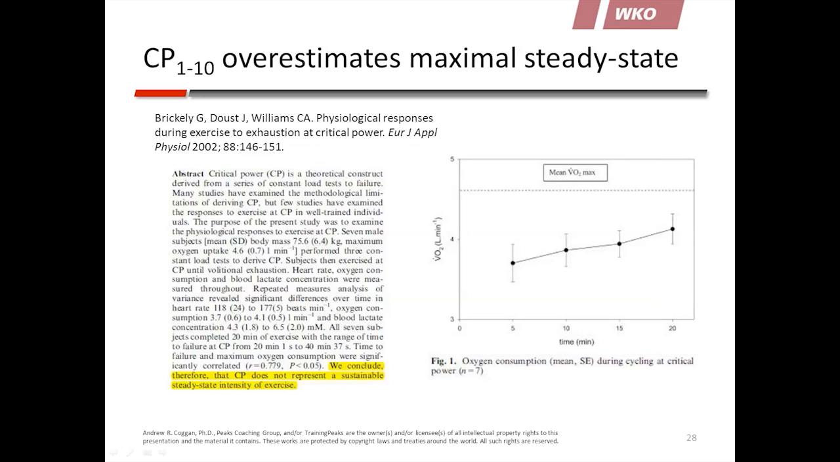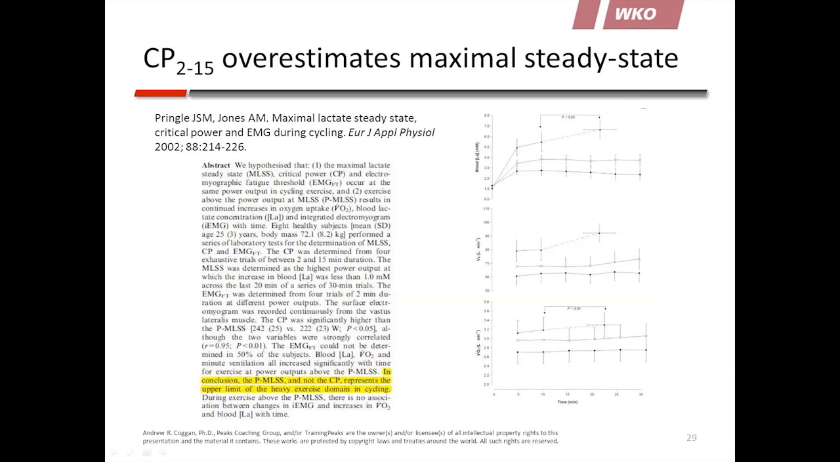So here, using tests of 1 to 10 minutes in duration and then asking people to exercise at their critical power, oxygen consumption drifts upwards, obvious slow component here, no leveling off in VO2, i.e. we do not have a true metabolic steady state being achieved here. And so these authors also conclude critical power based on 1 to 10 minutes does not represent a sustainable steady state intensity of exercise. And then finally, I'm going to beat a dead horse here.